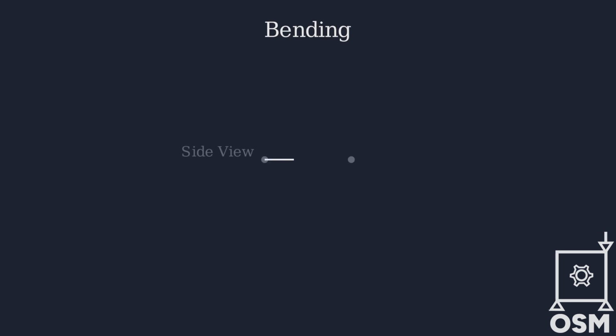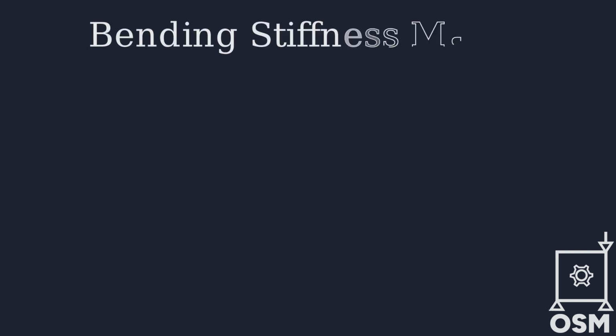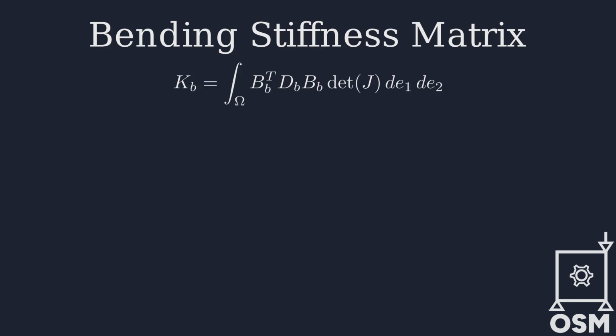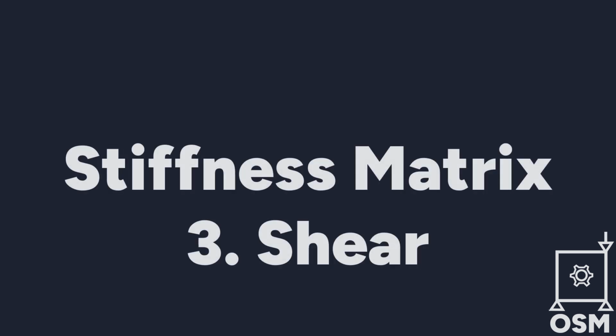Next comes bending, when the shell curves out of its original plane. This is what gives shells their elegant flexibility. We capture bending through curvature changes based on the derivatives of the shape functions representing the rotations. The B matrix here links the rotation to curvature strains.